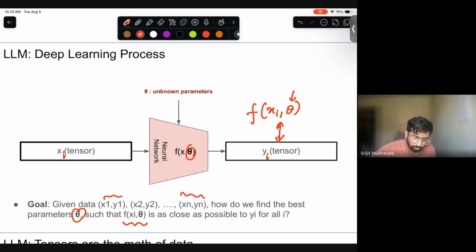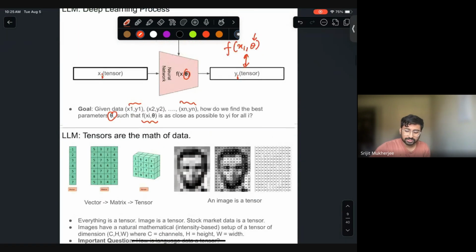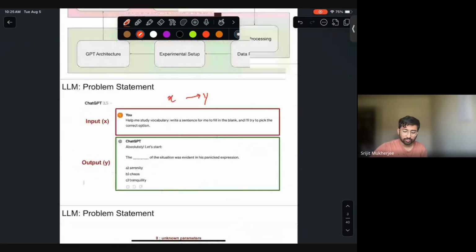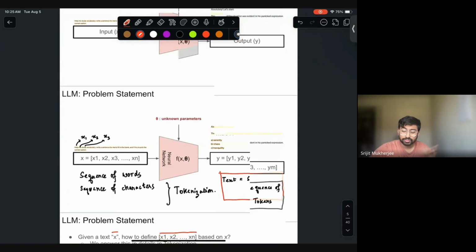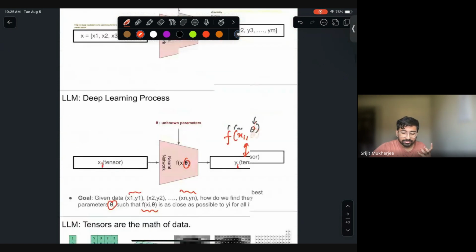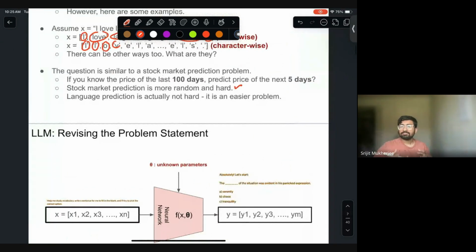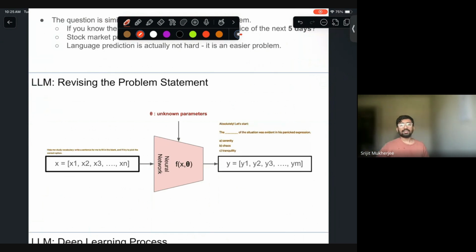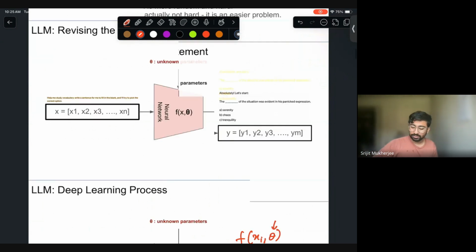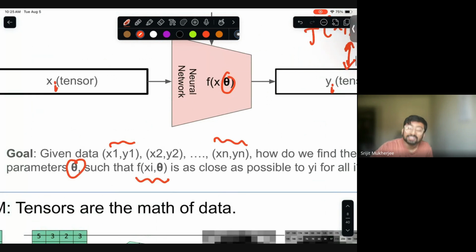Okay, so now our first module is over. That is the math, the problem statement. To revise in one word, we have this text, which is a sequence of tokens, sequence of words or characters. We don't know what it is; we will discover it today. And you want to predict, again, a sequence of tokens. And we have to accordingly design what these xi and yi are.